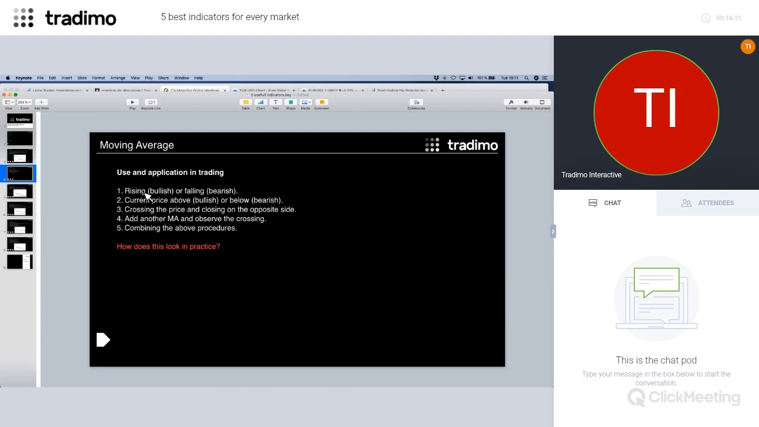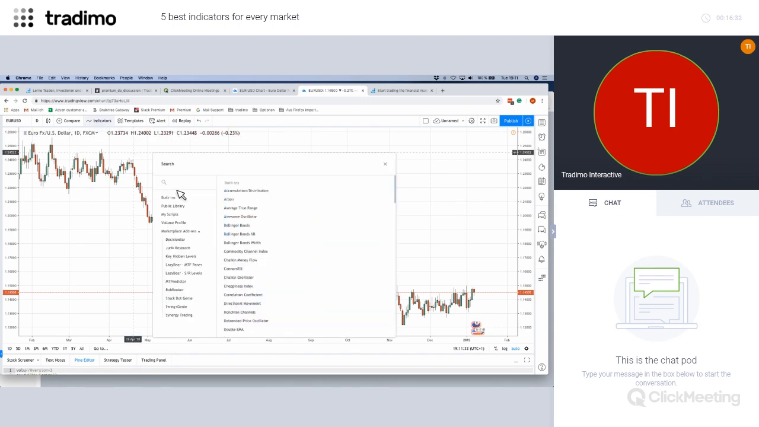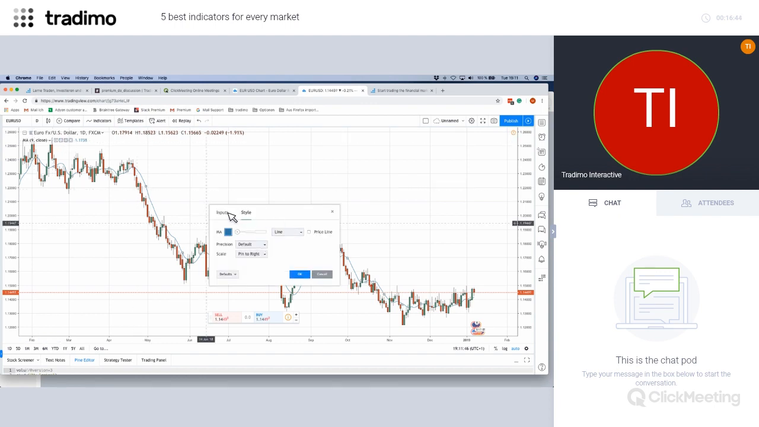And with crossing, I mean, and now let's take a look at a practical example. So this is here the euro dollar on a daily chart. And let's add now the moving average. Moving average, here we are. And now this is the period of 9. Let's change this pretty simply to, let's say 50. It's just an example. You can take whatever you want.